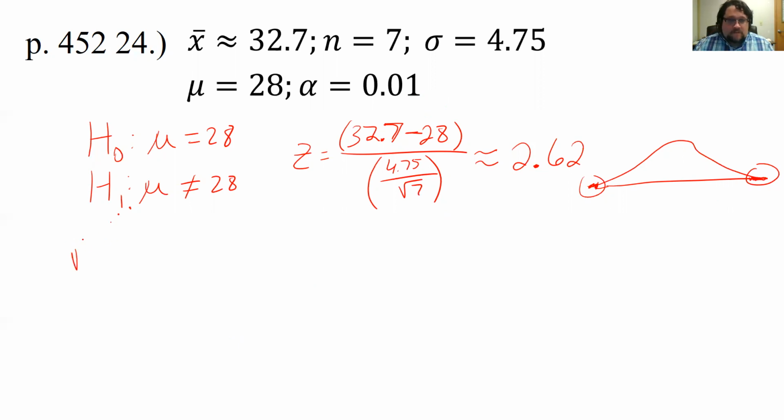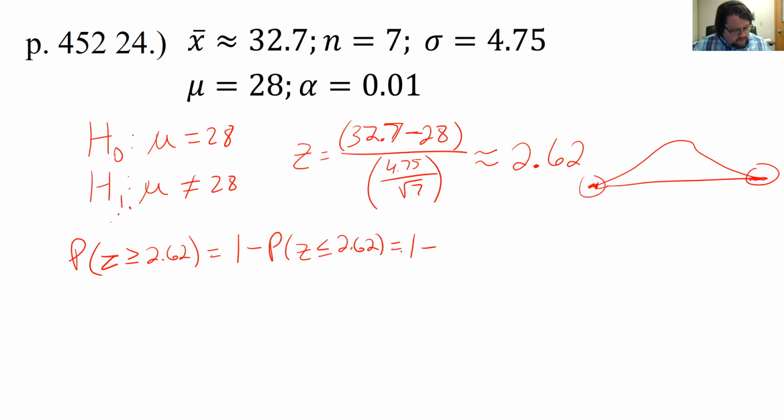All right, so what's the probability that Z, and again, we're going to be higher here, right? So Z is greater than or equal to 2.62. And we're going to have to subtract it, do the complement, because that's how the table's set up. 2.62 gives 0.9956.